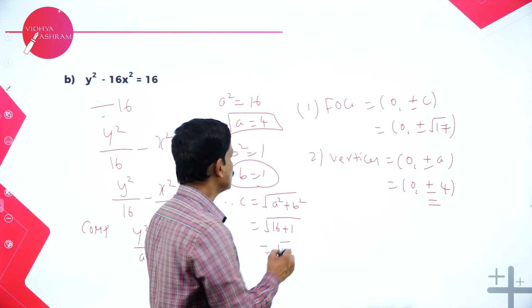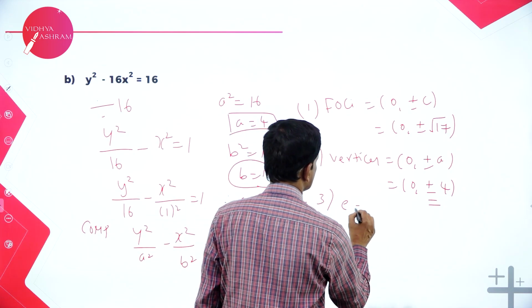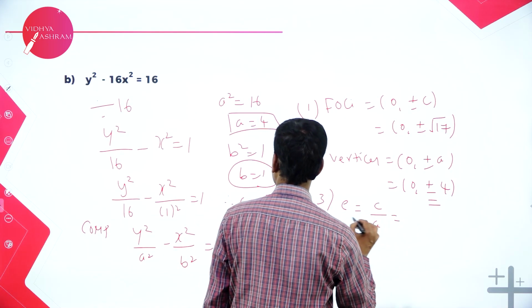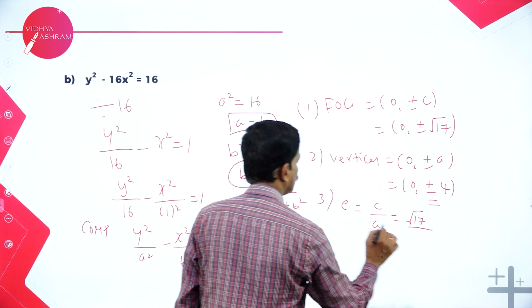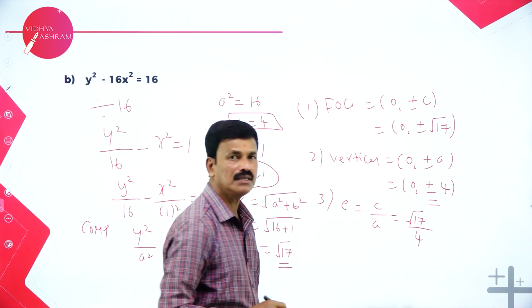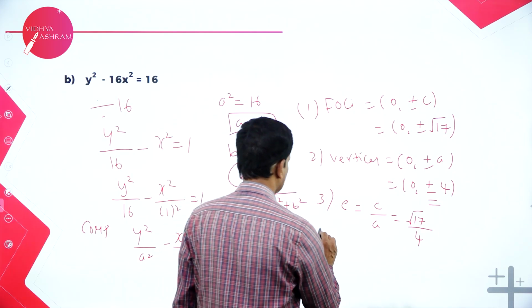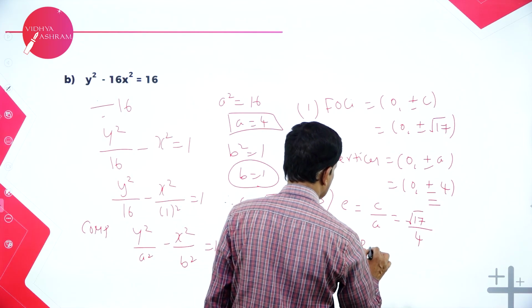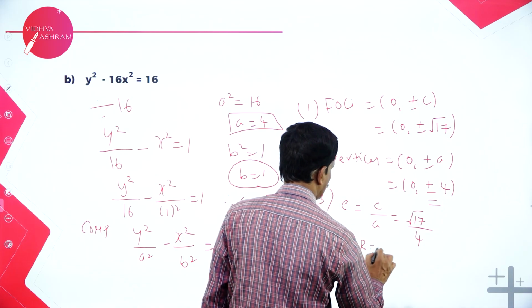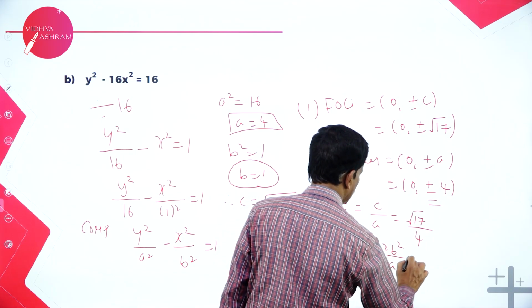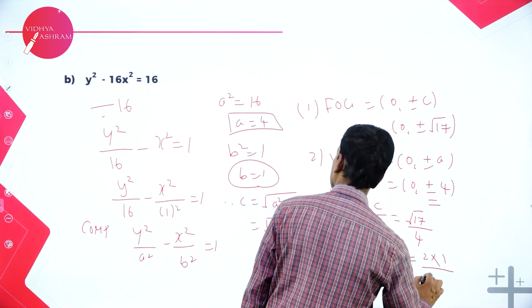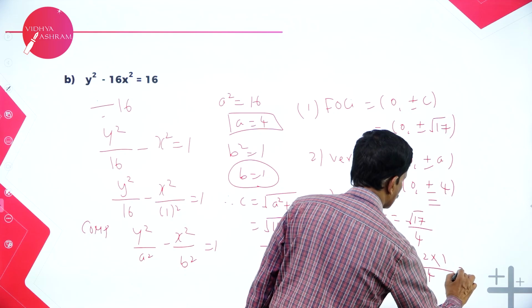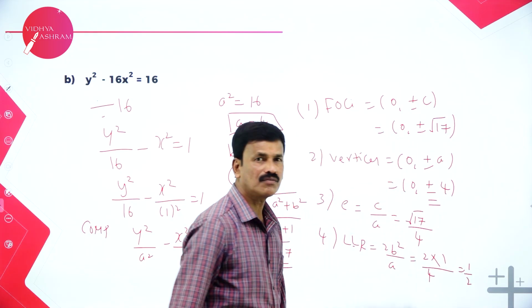Now, eccentricity. The eccentricity e is equal to c by a. What is c? c is root 17, divided by a. a is equal to 4, so root 17 by 4. Length of latus rectum, LLR. Length of latus rectum is 2b square by a. 2 into b square. b square is 1, divided by a which is 4. So, that's equal to 1 by 2 is the length of latus rectum.